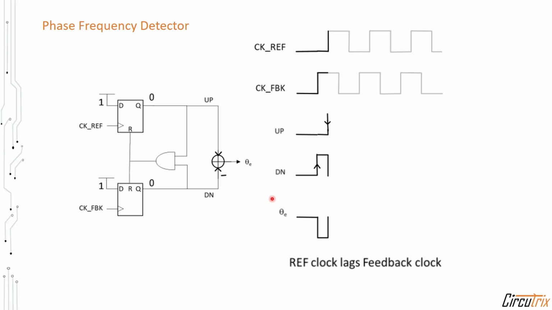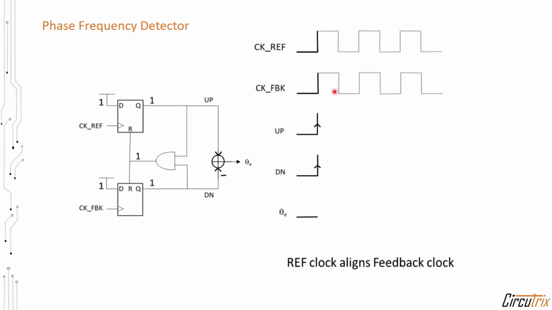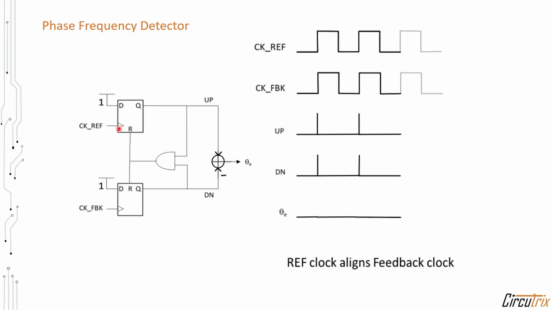Now if we see this error signal, it now has a negative pulse. So the negative or positive sign of the pulse gives the information about whether the reference clock is lagging or leading the feedback clock, and the pulse width gives the information about how much it is leading or lagging. In case both these clocks are aligned together, then both up and down signals are issued simultaneously, and reset of the flop also happens simultaneously. So essentially the error signal will always remain 0.